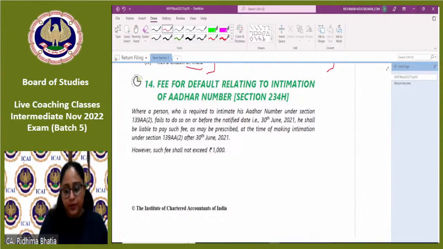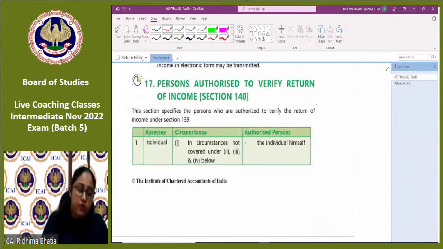Any other doubts? Perfect. Now we'll proceed to, I'll skip 139B for a second. We'll proceed to section 140, which is your verification of return. We'll do verification, self-assessment, and then we'll come back to 139B. Okay? So what is verification of return of income? Verification means signing of return of income.